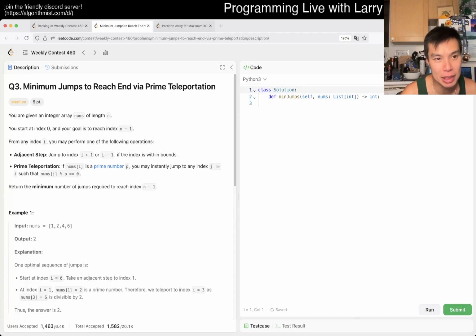Okay, Q3, minimum jumps to reach N via prime teleportation. Nums starts at 0 and goes to N minus 1, okay. Could go left or right, okay. Prime, if num sub I is prime, any index J, okay, because they're not prime. Okay, so it's just about constructing graphs.